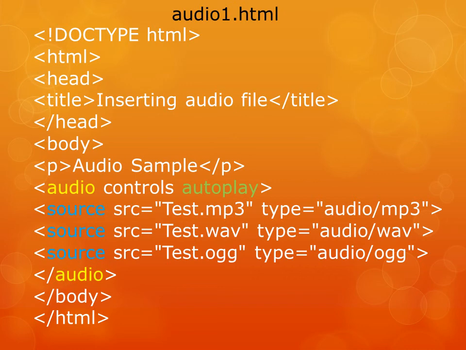See the type of those audio files. If the first .mp3 file is not supported by your web browser, then it will jump to the second line. Again, if the second type is unable to open in your web browser, then it will try the third line. So in this case, we are using multiple audio files. I think all of you understand this code.